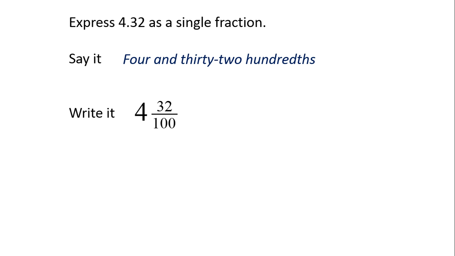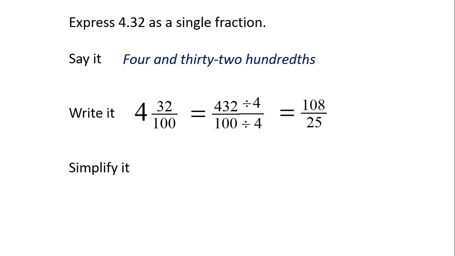Now we're almost there. We want a single fraction. So we're going to have an improper fraction that means the same thing as 4 32/100ths. And that would be 432 over 100, which can be simplified as 108 over 25. So 4 32/100ths written as a single fraction is 108/25ths.